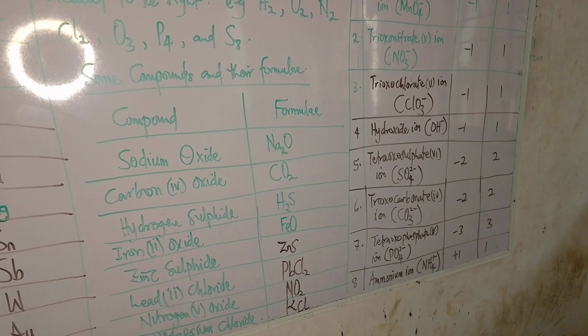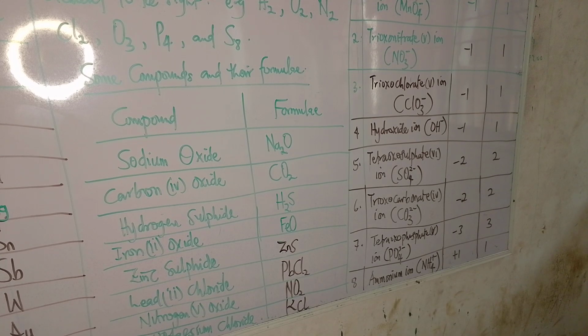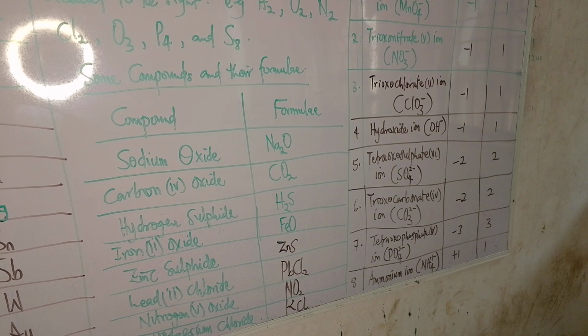Sodium oxide. We are going to show you how we came about joining these elements together to give us the formula. Sodium oxide is Na2O, carbon dioxide is CO2, hydrogen sulfide is H2S, iron(II) oxide is FeO, zinc sulfide is ZnS, lead(II) chloride is PbCl2, nitrogen(V) oxide is N2O5, and potassium chloride is KCl.